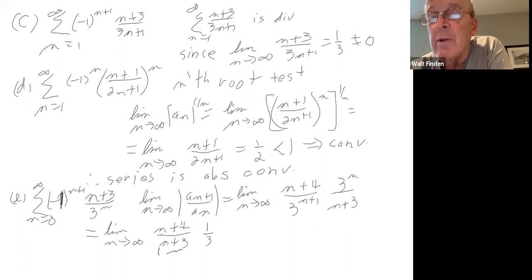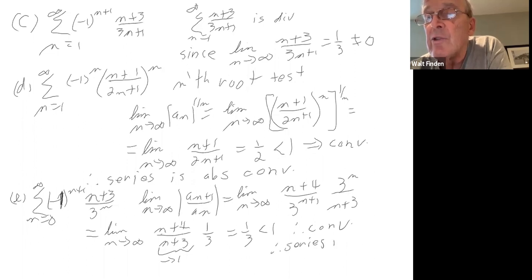This part here goes to 1. The limit is 1/3. That's less than 1. Therefore, convergent. Therefore, the series is absolutely convergent. And we are done.